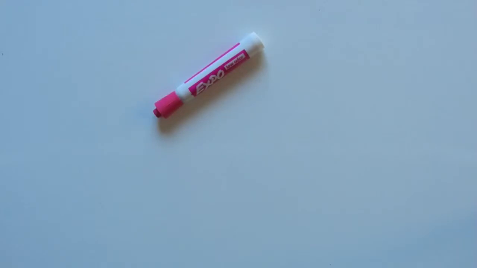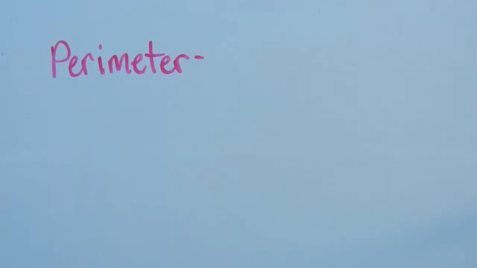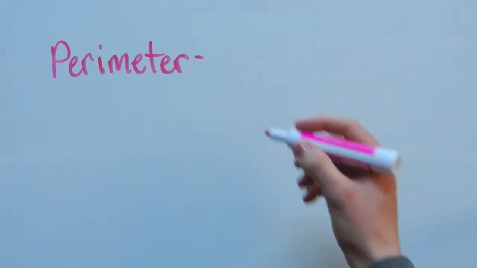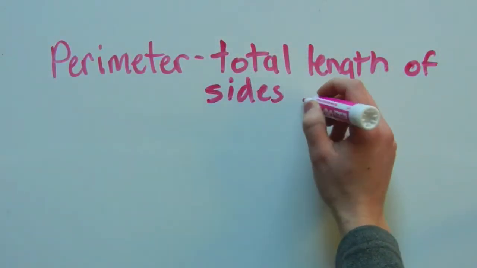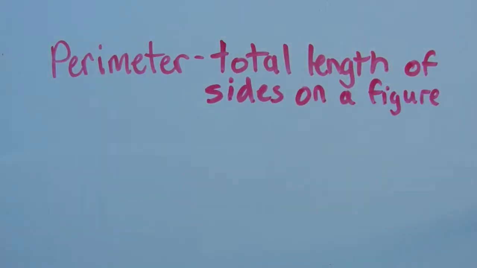In this video, we are going to be discussing perimeter. The perimeter is the total length of sides around a polygon. So it's the total length of sides on a figure or polygon.